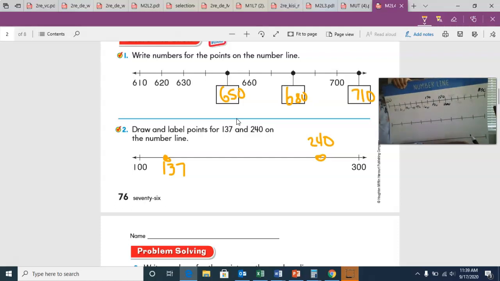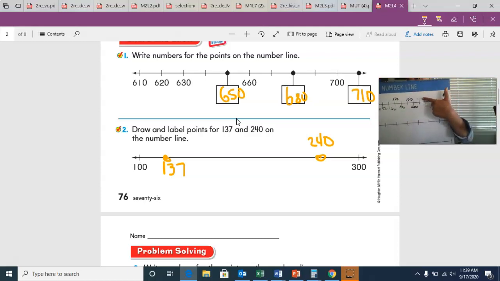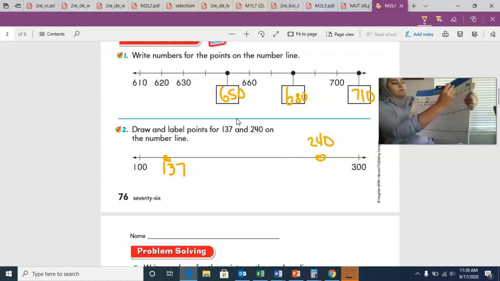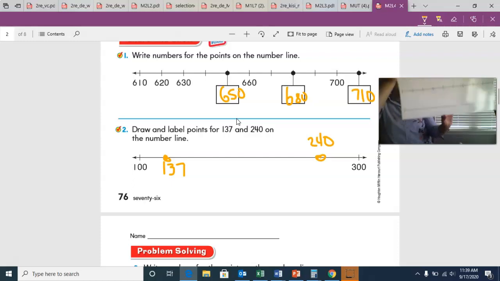Well, if I do it like that, then 137, if this is 100, then 137 would be right here. And see how that looks the same as yours? It's close to 100. That's what I'm trying to show you. And then 240, well, if this is 300 here, then 240 would be somewhere close to here, somewhere in this area, which is what we wrote. It's closer to 300. That would be 240. Somewhere here in that area. Okay? All right.